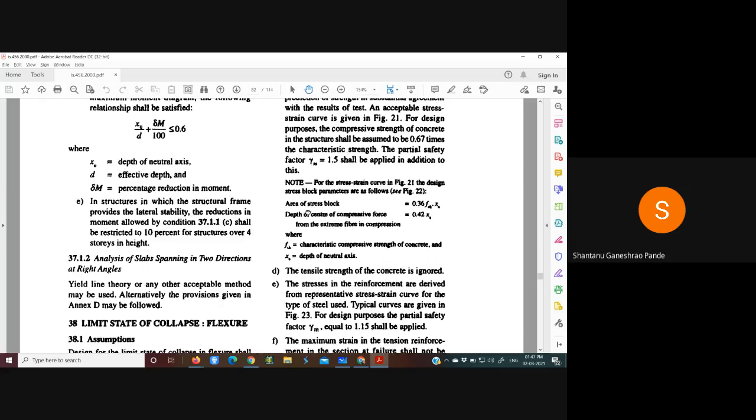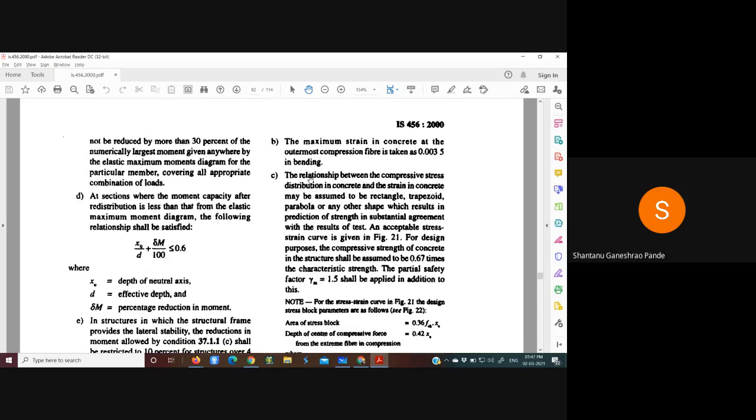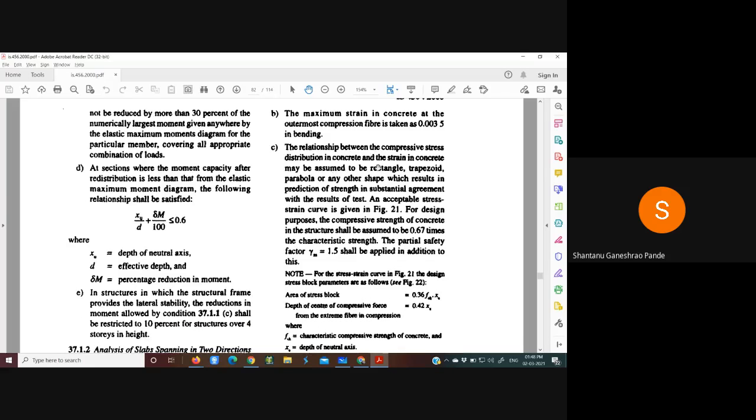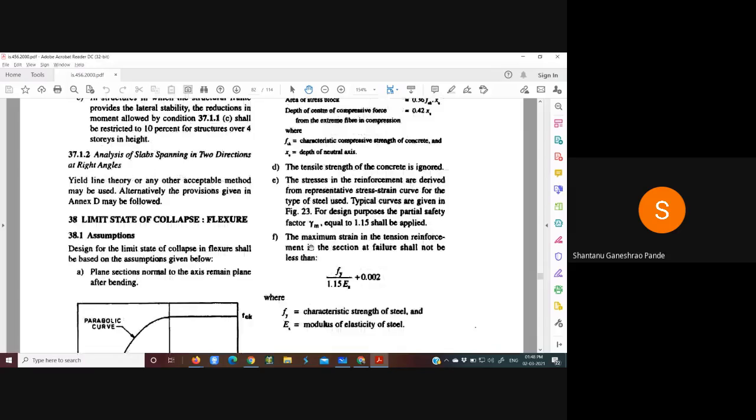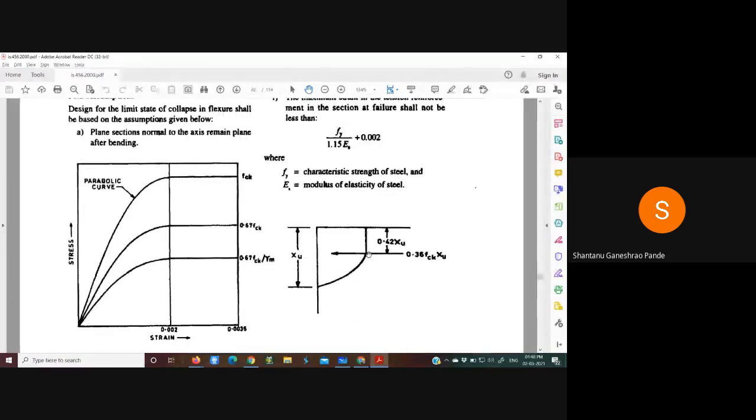So moving to next assumption. The relationship between the compressive stress distribution in concrete and strain in concrete may be assumed to be rectangular, trapezoidal, parabola, or any other shape, which results in prediction of strength in substantial agreement with the results of test. So it means that whatever shape is assumed, it will be a combination of rectangle.